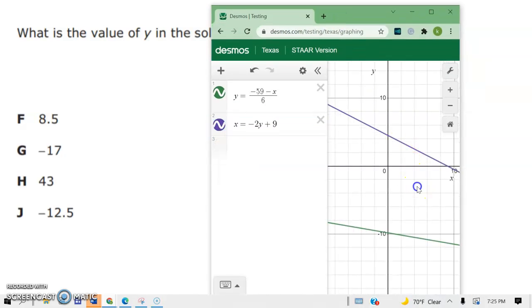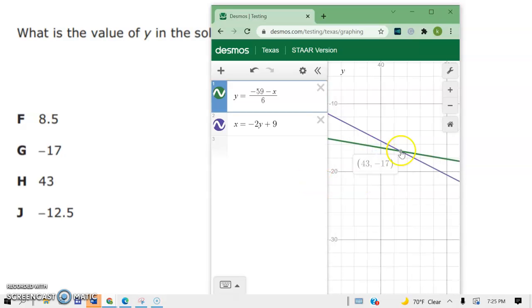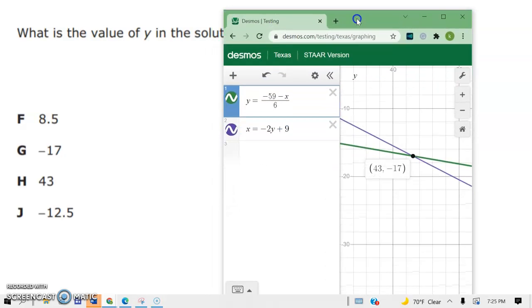So now I'm going to find out where these two lines cross. I'm almost there. And there's a little circle right there. And that is my answer. But what is the question asking me? It says, what is the value of y? So we need to be very careful now not to choose this one. Look at this one. It is right here. But it's asking for the value of y, which is negative 17. And the answer right here is G.